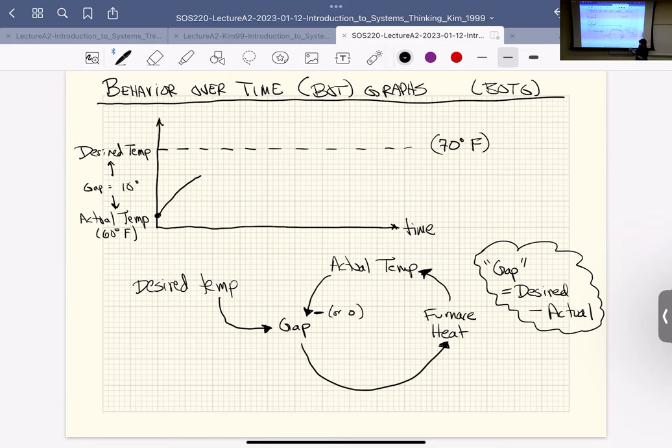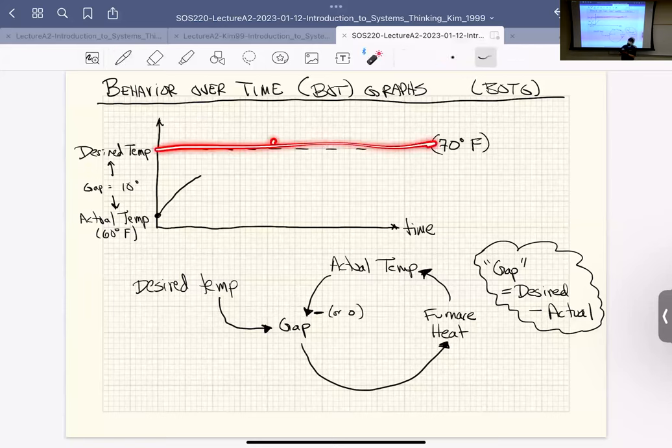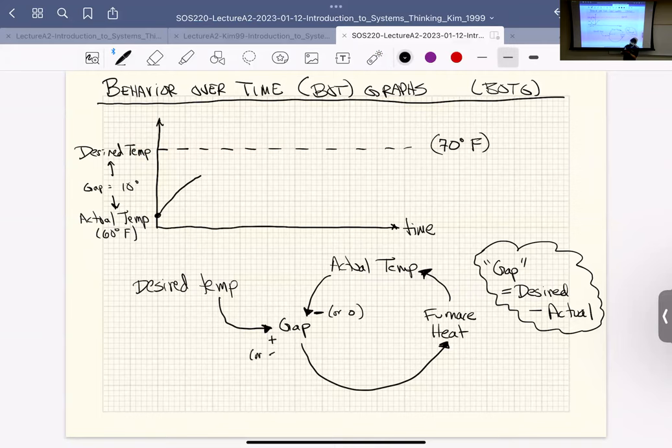Okay, good. And then we could say, well, what would happen if you went over to the thermostat and you increased the desired temperature? Well, if I increase the desired temperature, what immediately happens to the gap? Does it increase or decrease? How many people say increase? How many people say decrease? Oh, good. Everybody says increase. Yeah, that's what I would say too. If you took this desired temperature at 70 and you moved it up, it would cause this gap to get bigger. So I draw that desired temperature to gap with a plus sign or S.